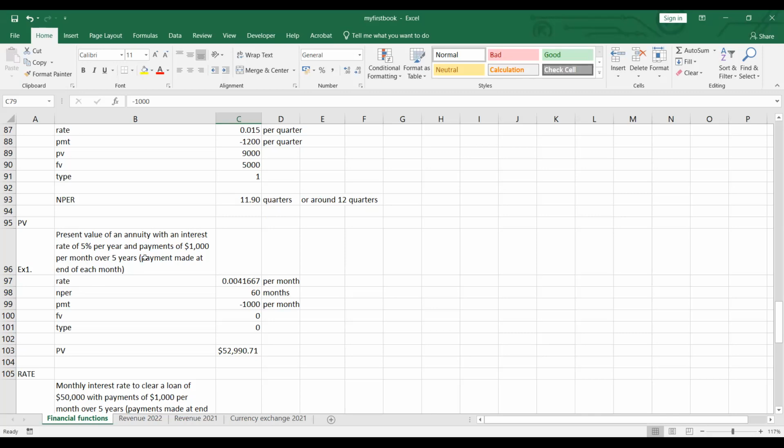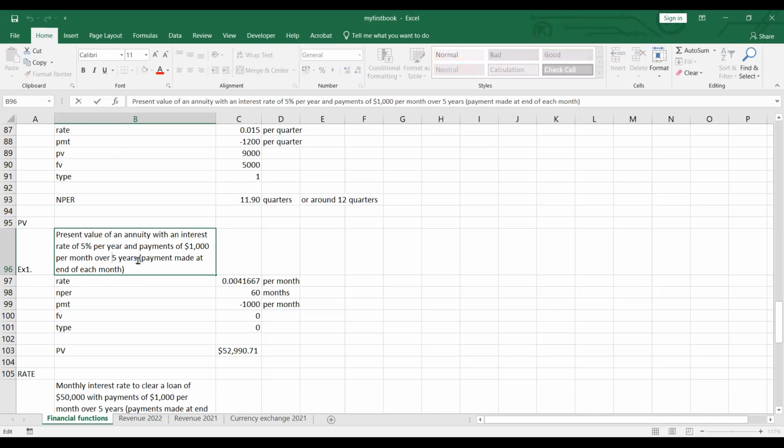For example, here we said that interest rate is 5% per year, but we pay 1,000 per month. That means you have to convert the interest rate to be interest rate per month. And over 5 years here, it tells us about the NPER. So from 5 years, you have to change it to monthly payments instead. Then you multiply 5 years by 12 so that we get the number of months that we have to pay.